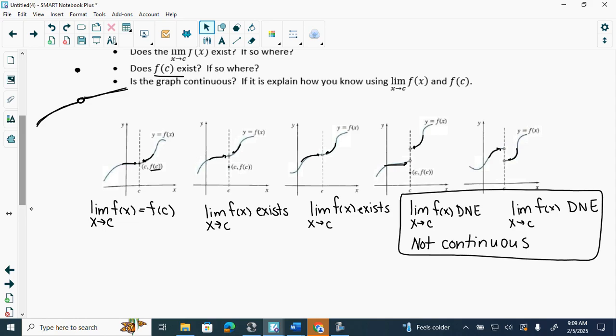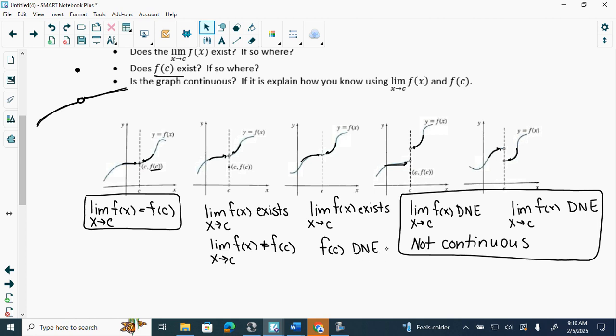So the only graph that's continuous here is actually number 1, because the limit as x approaches c equals f of c. This one, the limit as x approaches c of f of x does not equal f of c. And this one, it for sure doesn't, because f of c doesn't exist. So these are not continuous. So if you can prove that a limit doesn't exist, or the value of that function at c does not exist, the graph can't be continuous, correct? Because the only way a graph can be continuous is if from the left and the right it's approaching the same value, and at the value it's the same value, so you can just carry through with your pen. So to prove continuity, we have to prove that the limit and the value are the same.